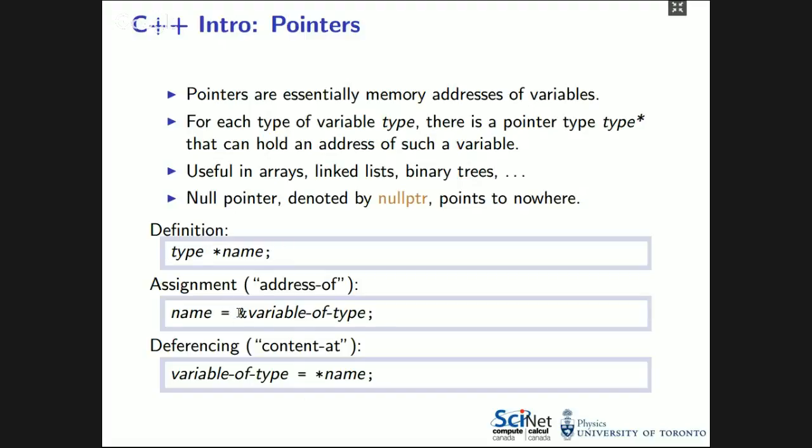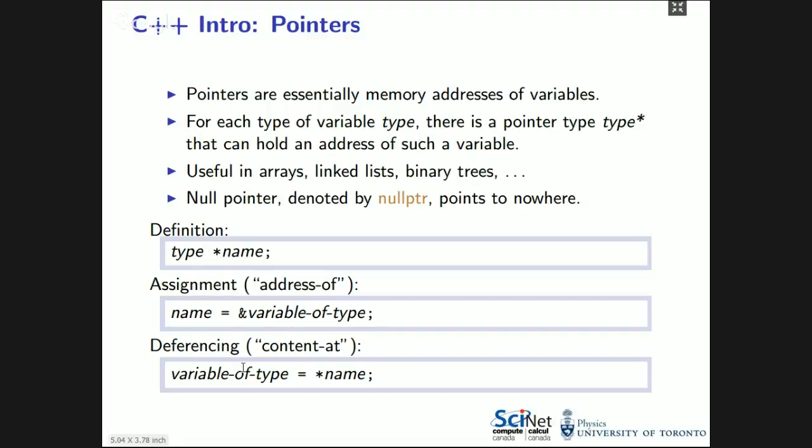If I want to assign it, I have to say I want name to point at the address of a particular variable. I use the ampersand operator. So the ampersand is basically the address of. If there's a variable x and I say ampersand x, I get the memory address of that x.